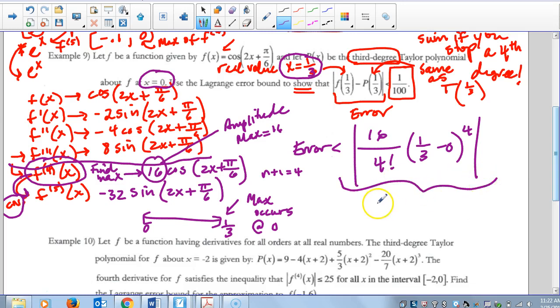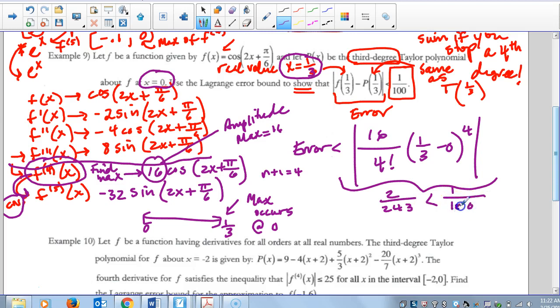If I do so, now this was on a non-calculator part. Can you imagine? This is on a non-calculator part of the AP. It was so similar to this, this might have actually been the question, though I don't think it was, but it was very similar. You had to do this by hand. You got 2 over 243. And you would need to show that that's less than 1 over 100.